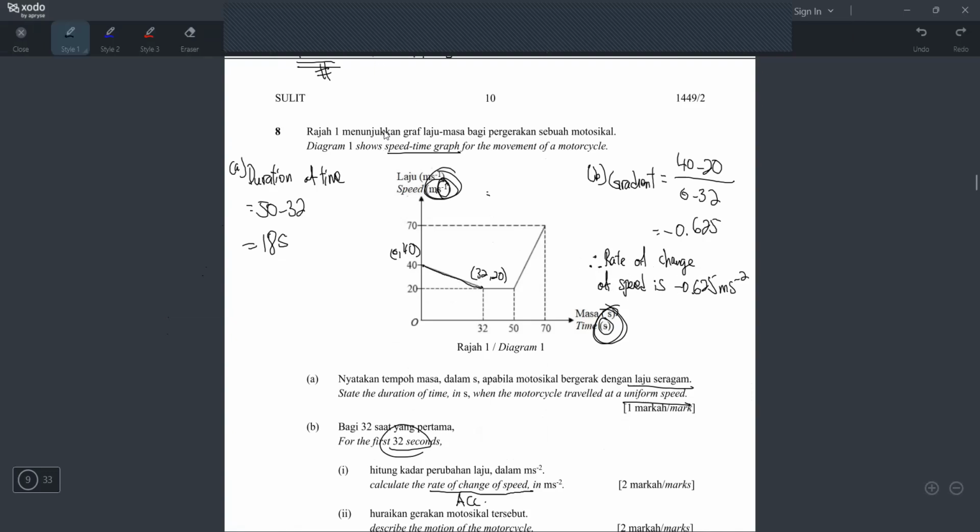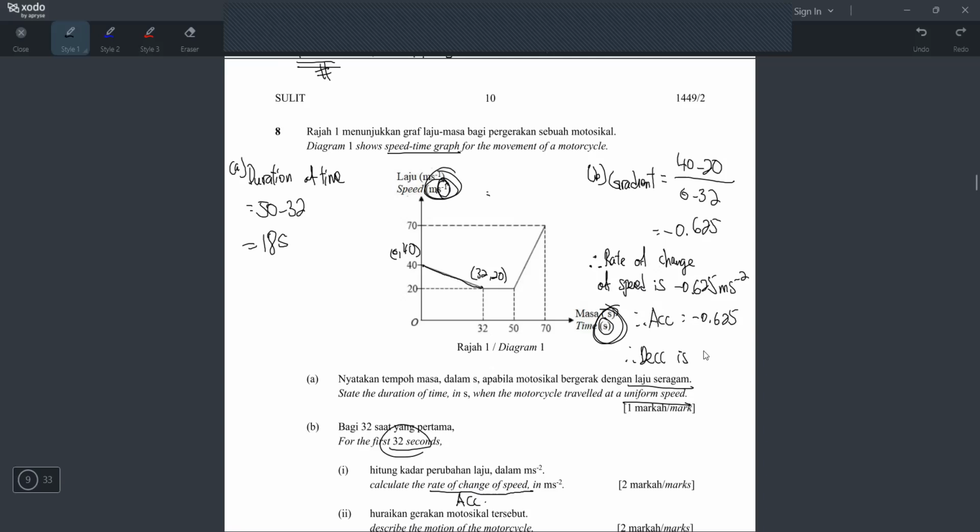But what if I want to write acceleration here? For my final line, I want to write acceleration. Actually that's also fine, because acceleration and rate of change of speed are the same thing, right? So if you write acceleration, you will write negative 0.625 also. Understand? You have to put a negative. But what if you write deceleration? It means in your final line here, you want to write deceleration is.